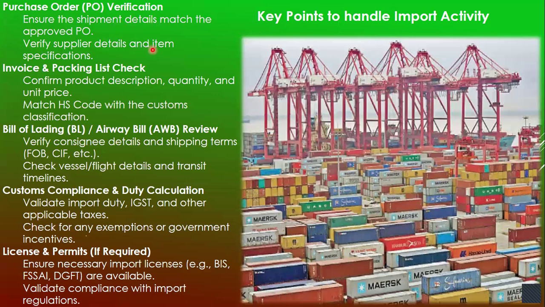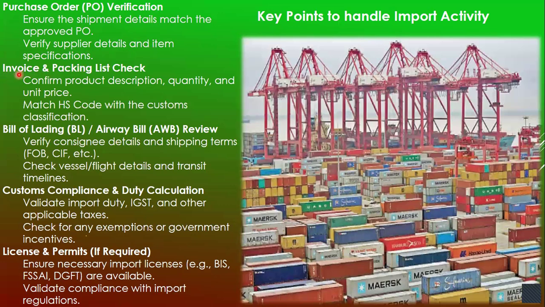Then item specification and item details need to be checked, like the model and what kind. For example, if we are going to import a bike, what color of bike, what type, and what is the model number of the bike. This comes under item specification, and it needs to be checked properly.